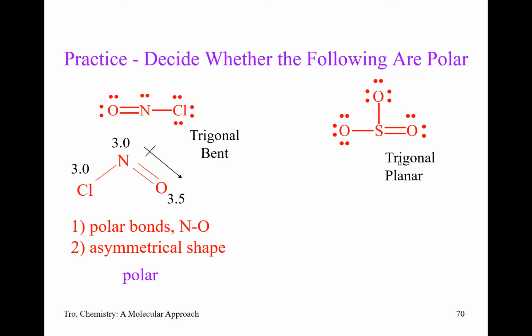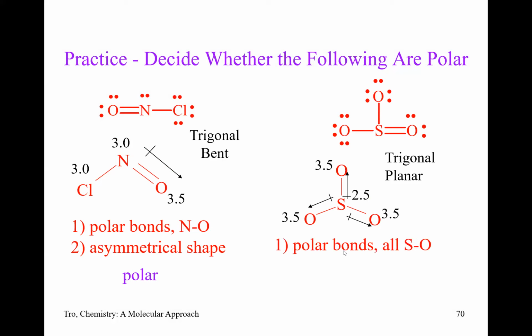The SO3, it's really trigonal planar, right? And then that double bond spends equal amount of time. Yes, the individual bonds are polar, but they actually cancel each other. So all the bonds are polar, but it's symmetric. And so the overall effect is that the molecule's non-polar.